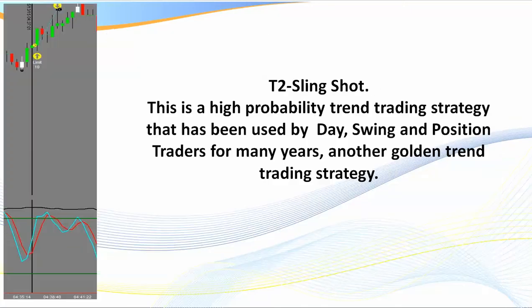So looking now at the T2, the slingshot trade. The first two trades we will be teaching you and you want to learn are the T1 and T2. The slingshot trade has been around for many years. It's a very high percentage trade. It's been used by day, swing and position traders for many years. It's another golden trading setup, and with certain rules that I've applied to it, it's a very high probability trade.